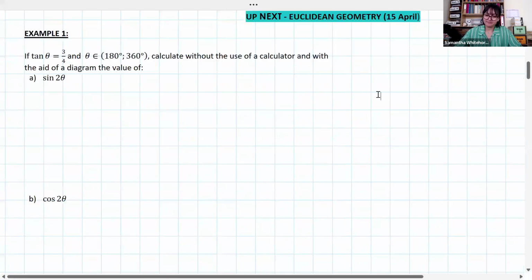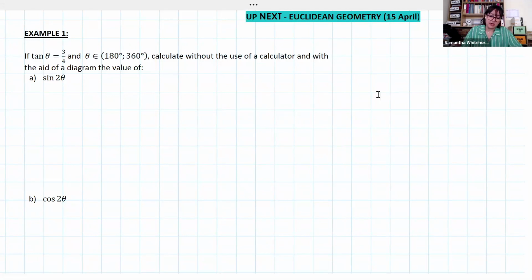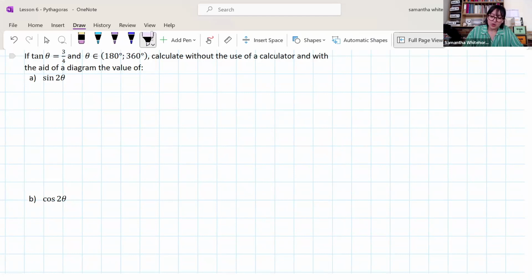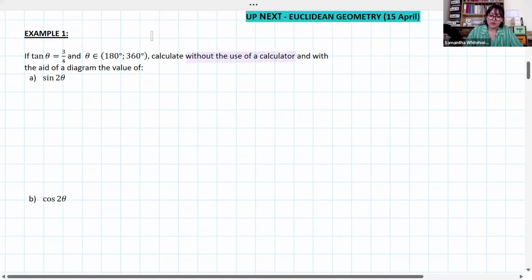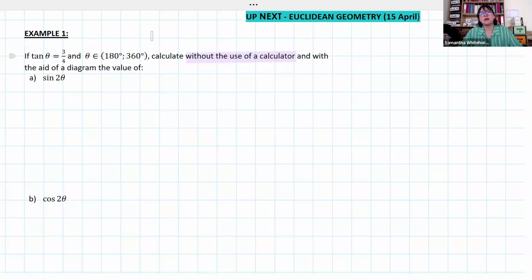Okay, we have got tan theta is equal to 3 over 4, and theta is an element of 180 to 360. Without the use of a calculator and with the aid of a diagram, determine the value of. All right, a couple of things here. When it says without the use of a calculator, often we think of special angles. Now, whilst that might be the case, because we have tan theta, theta is unknown, so we can't really use special angles here.